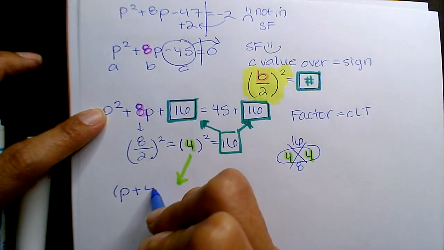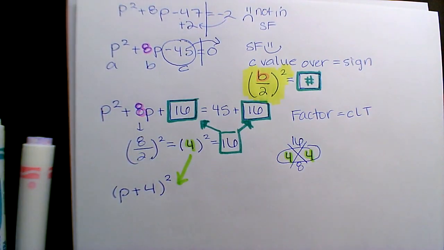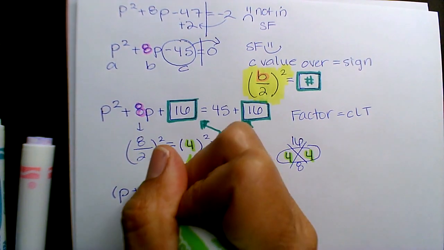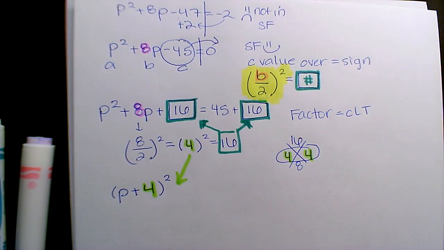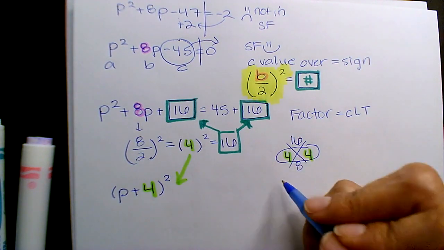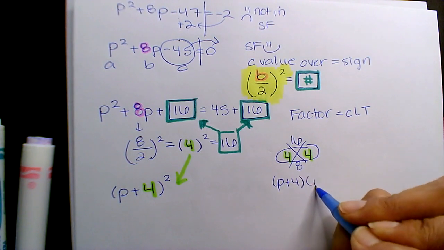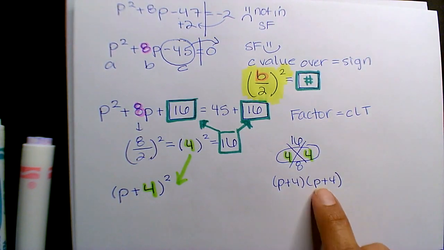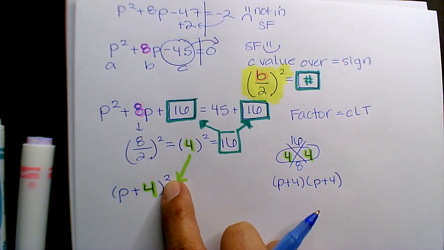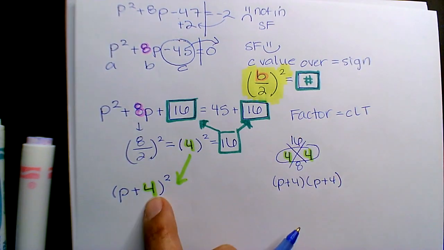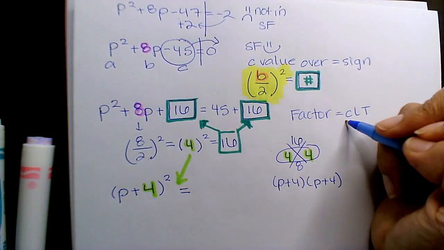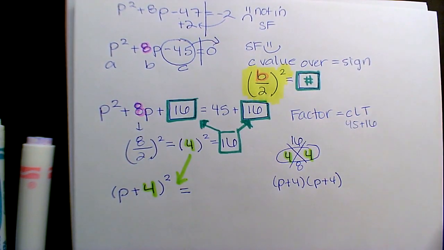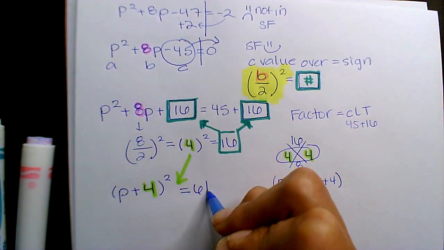Okay, P plus 4 squared. And it's not a coincidence that this number is what goes into the binomial. Because look, if you actually did it this way, it'd be p plus 4, but see how you have 2 of them? There's your square. So that's the factoring, okay? And then combine like terms, what's 45 plus 16? So add the 45 and 16, 61? Yeah? Okay, so I get 61.